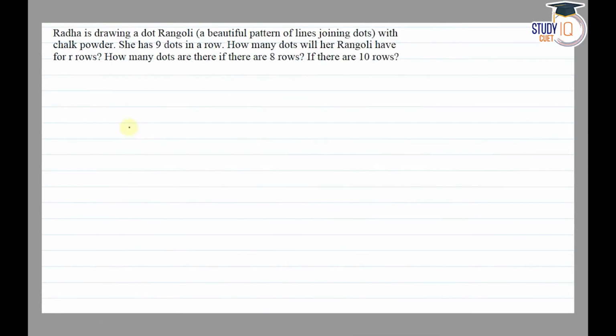Hello everyone. This question appears in the Class 6 NCERT chapter of Algebra. This is the 7th question of exercise 11.1.